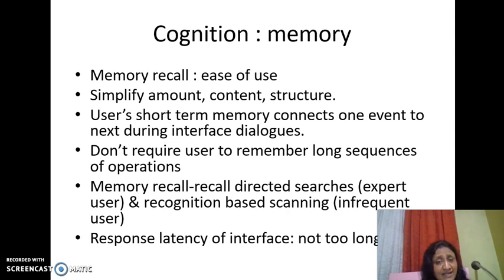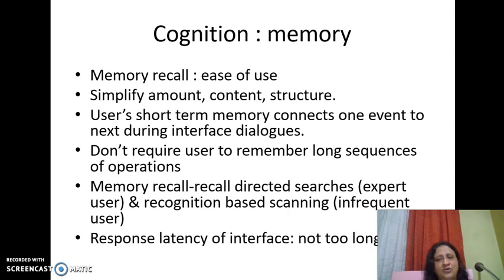Learning as well as memory, both are correlated. The next thing is memory recall. There are two things: recall directed searches, which are used by expert users. Recall directed searches means key shortcuts which are always used in the software. And recognition based scanning is used by infrequent users with the help of icons and menus.